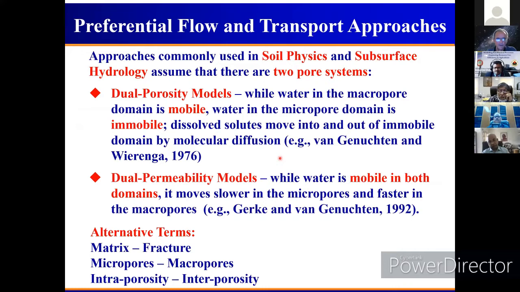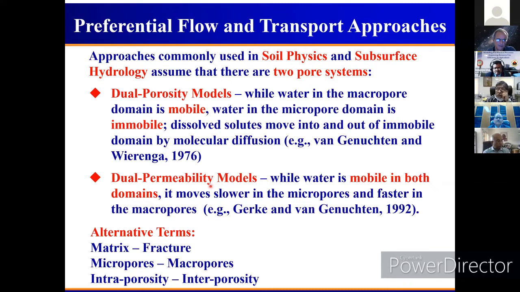Preferential flow is typically described using the conceptual model of dual porosity or dual permeability, where we assume that we have two overlapping systems, two different types of pore system, one present in the matrix and one representing the macropores. And then we can have either immobile water in the matrix in the dual porosity models, or both systems are mobile in the dual permeability models.